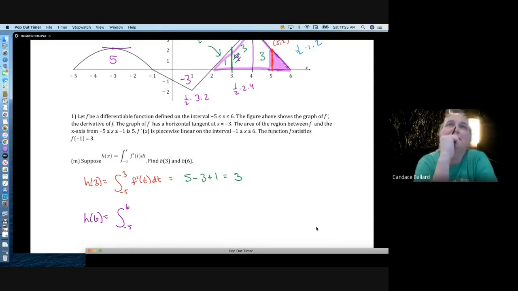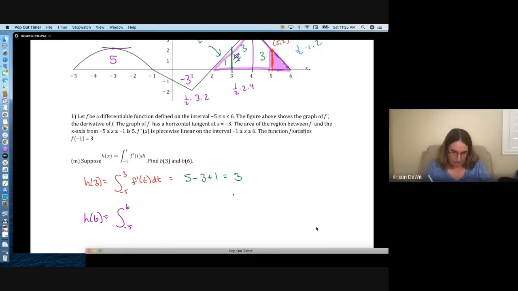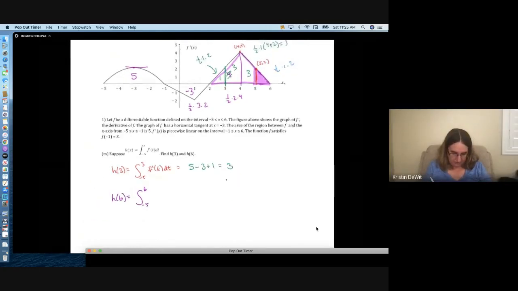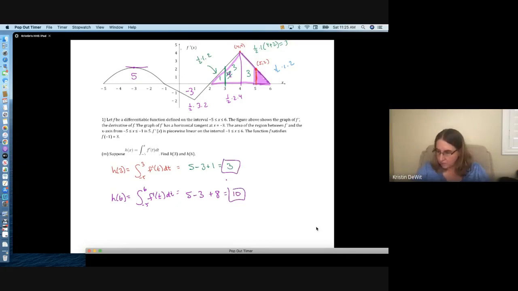They are. Sorry. Okay, so let's look at, so -5 to 6 would be going all the way across. So all the way across is, let's see, 5 minus 3 plus 8. Let's see, it's 4 and 4 is 8. Yep. So it would have been 10. That's what I got. Perfect.